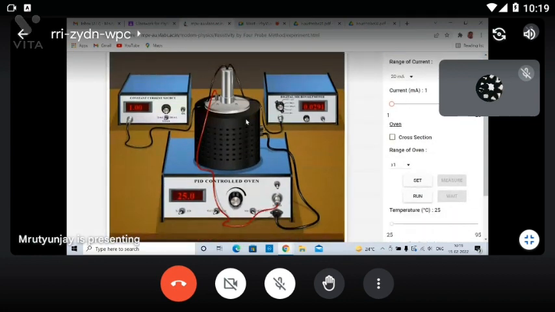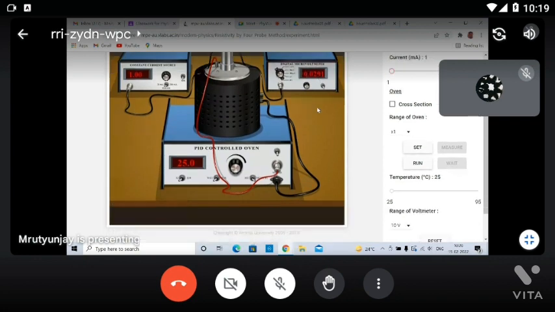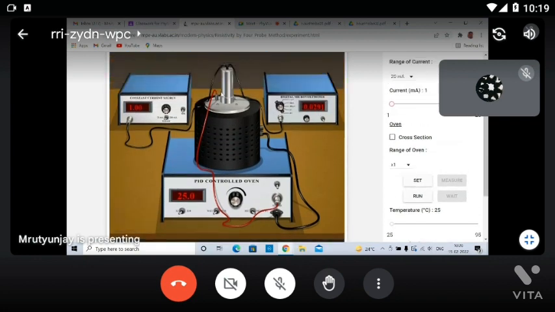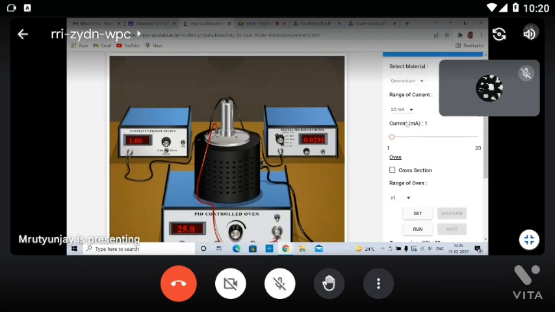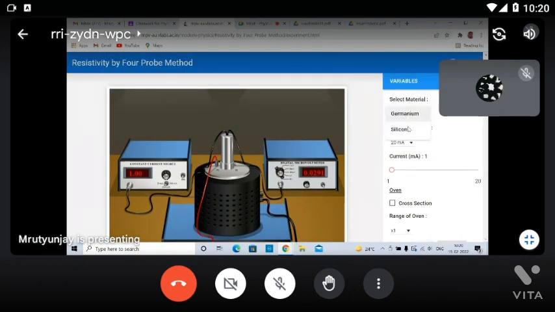As I told, this is the constant current generator, or constant current source, that we are changing, and this is the digital microvoltmeter. From here we'll get the voltage in millivolts. This is the oven, and there is a temperature sensor, and both probe setups are already inserted inside the oven. First of all, the range of current should be 20 milliampere, and the material should be germanium.